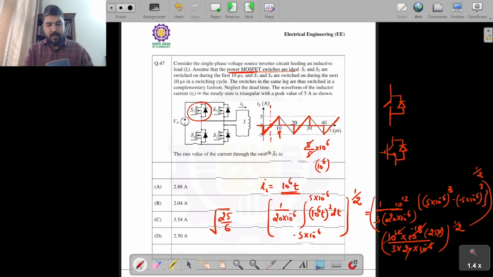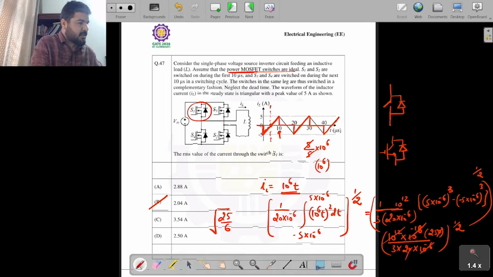So what is this value? Let's see. Root of 25 by 6. So the answer comes out to be 2.04. Answer is 2.04. So this is the switch current. But let's say the IGBT were there, then the switch current will be purely different. I hope you understood it. So you can say by luck the switch saved your answer. Anyway, let's move to the next question.